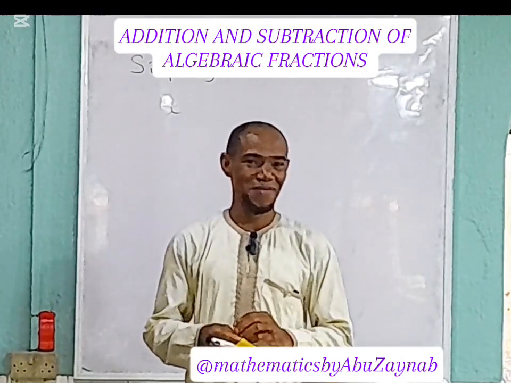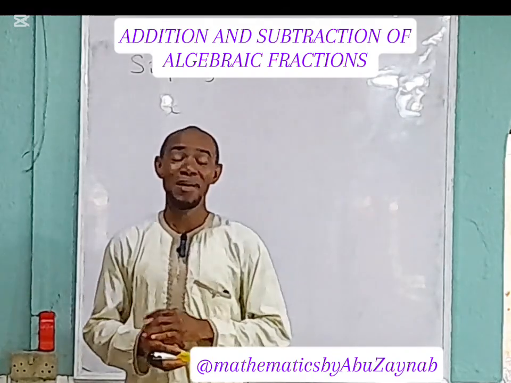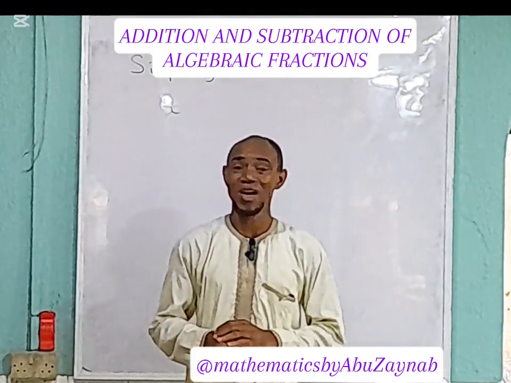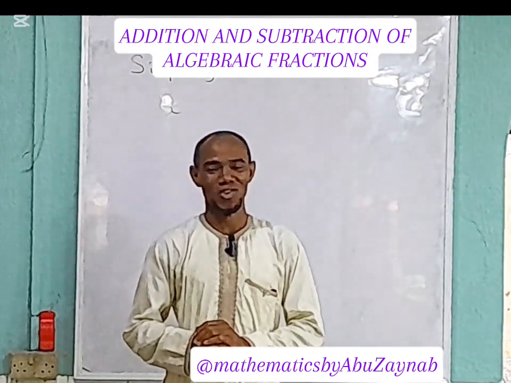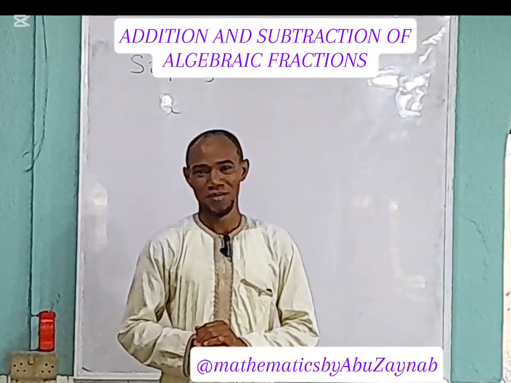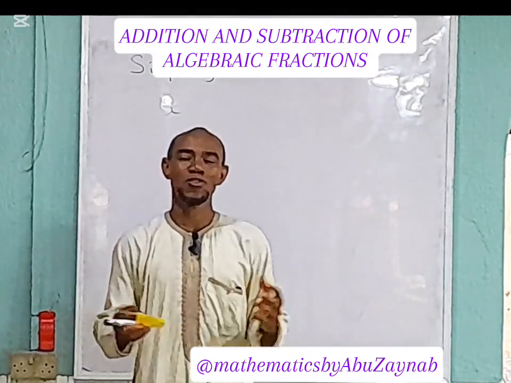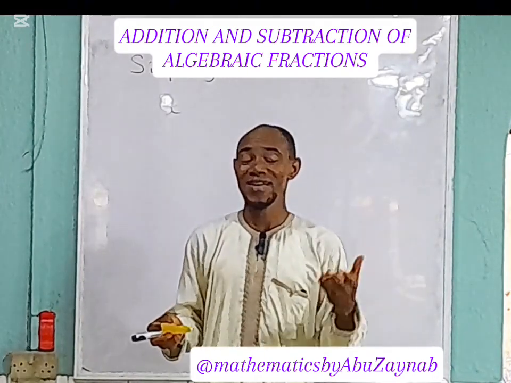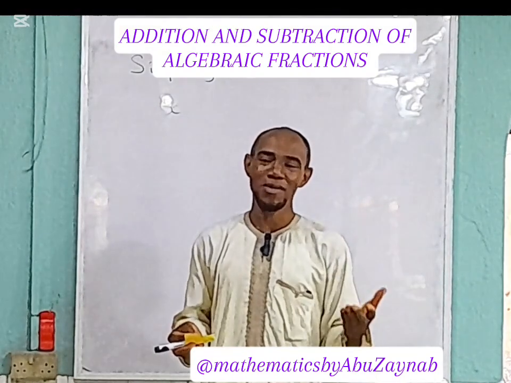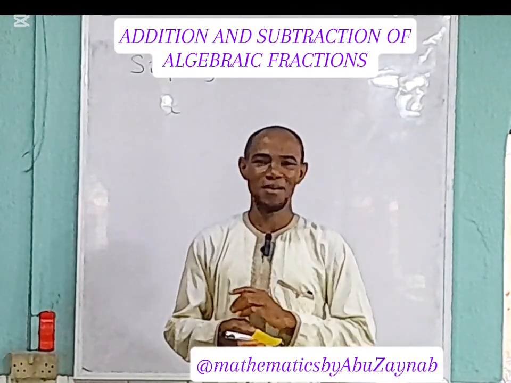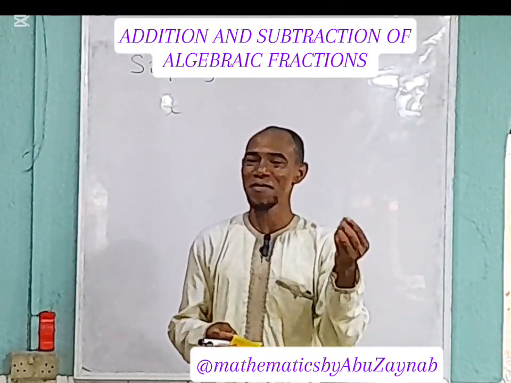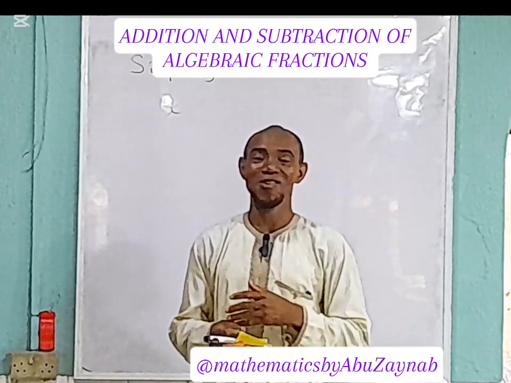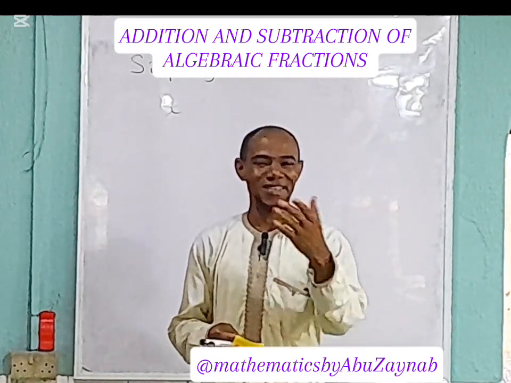Pretty simple, I believe. Today, we are going a step higher by looking at the other two operations, which are addition and subtraction of algebraic fractions. Pretty much similar to adding and subtracting numerical fractions, we use the LCM of the denominators. So it's pretty much the same here, except for the involvement of letters, and that's what makes it an algebraic fraction. Let's see how it pans out.